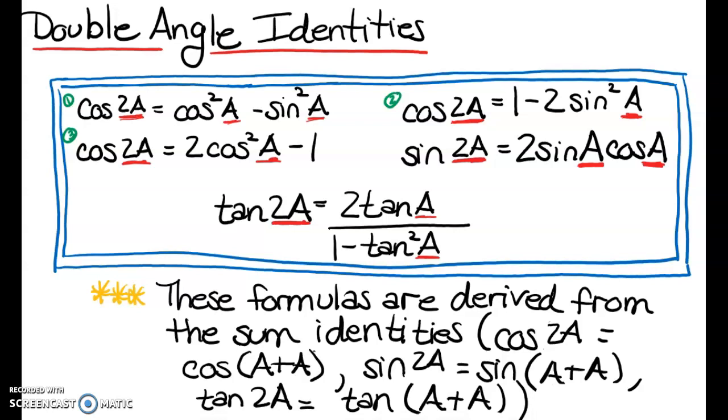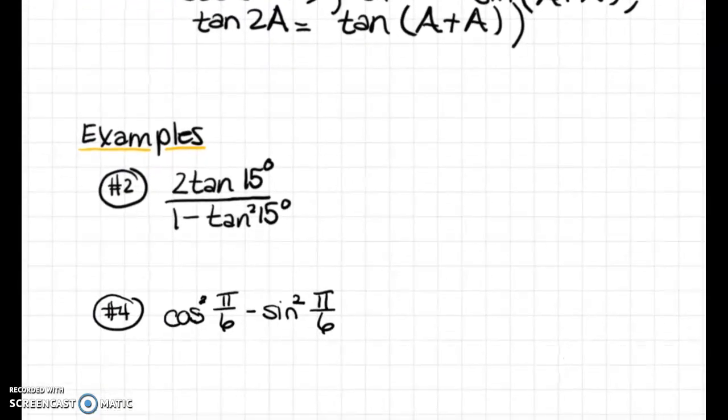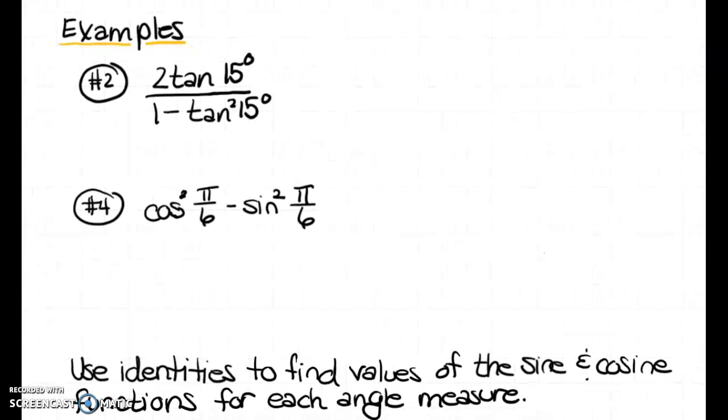Okay, so these formulas are derived from the sum identities. So for instance, to get cosine squared a minus sine squared a, what did they do? They took cosine of 2a and changed 2a. Instead of 2 times a, they set it up as a plus a, so that you were adding 2 angles together. They could apply the sum identity, and that's how they got that formula. And the same with sine and tangent, the double angle formulas for sine and tangent. So let's start working through these examples.